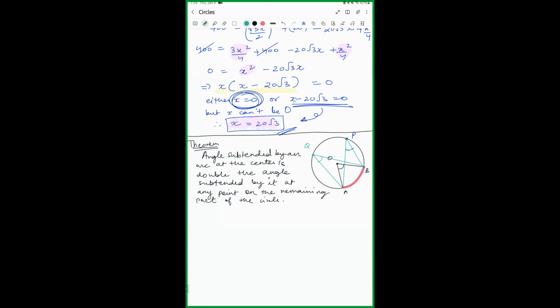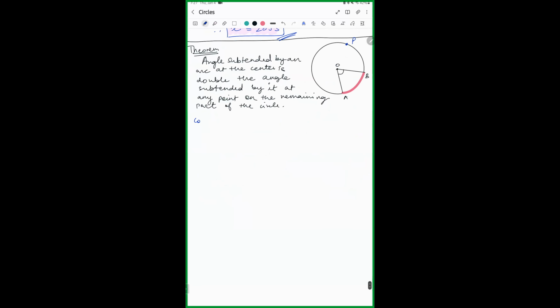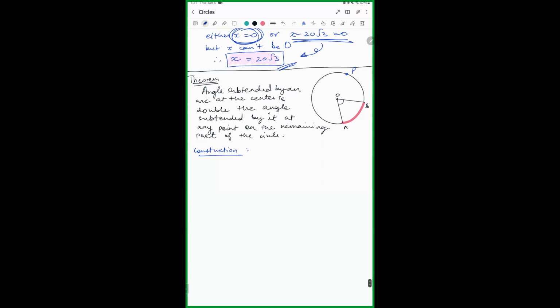Okay, so let's do the proof for this theorem. Let's remove the additional parts. Okay, so first we will need a construction. Let's name this point as R. Now we have to join OR.